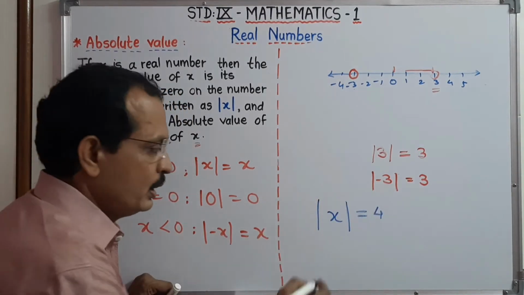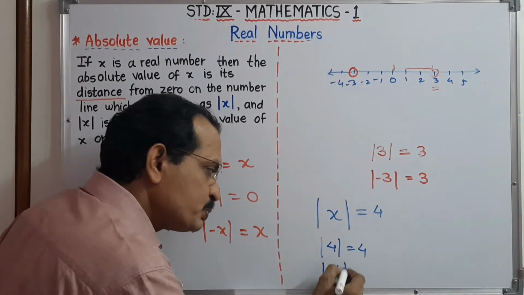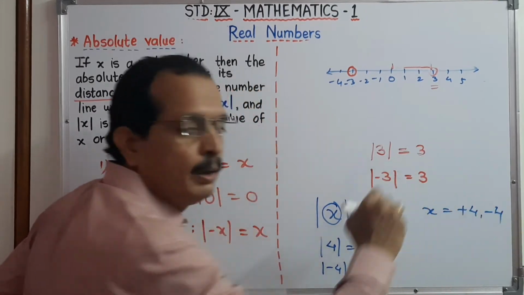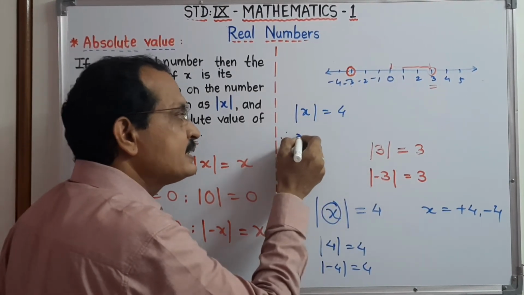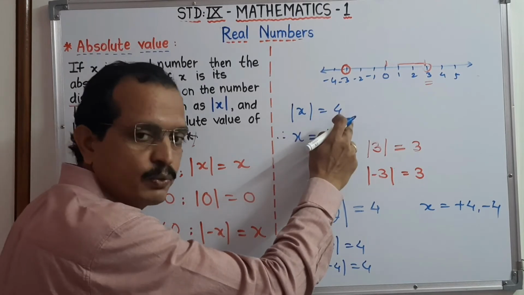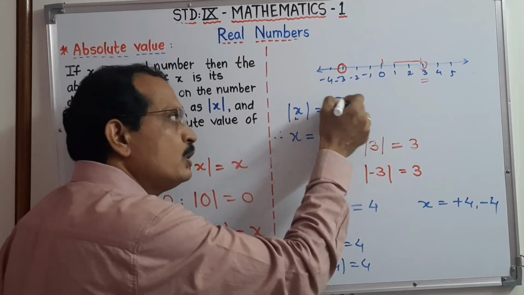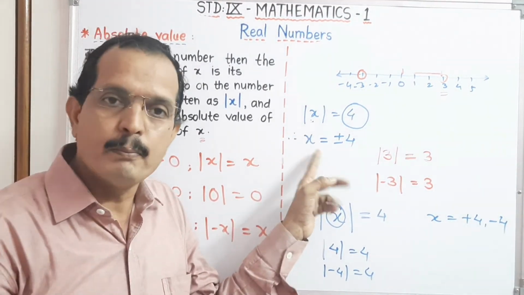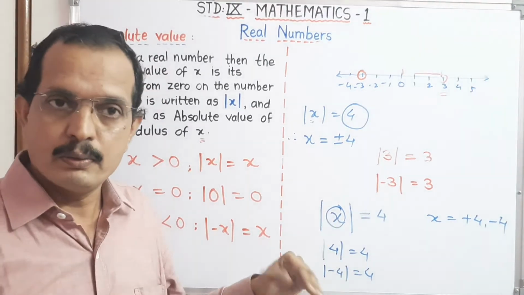Now, if I write 4, the absolute value will be 4. If I write minus 4, then also it is 4. That means this x may be plus 4 or it may be minus 4. Therefore, if the absolute value of any number is 4, then we can say that x is equal to plus or minus 4. If it is plus 4, the absolute value is 4. If it is minus 4, then also the absolute value is 4. Remember this thing, we have to use it to solve the sums.